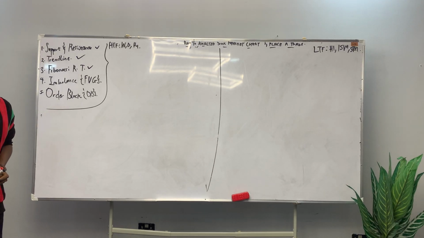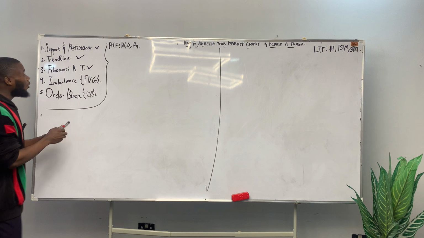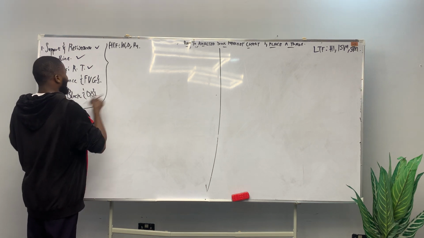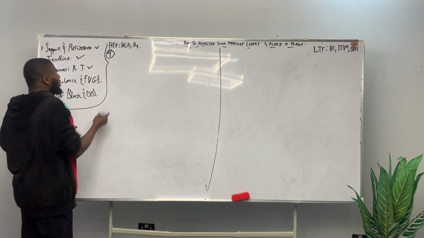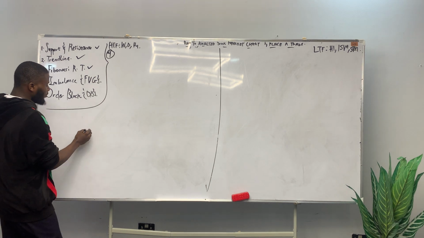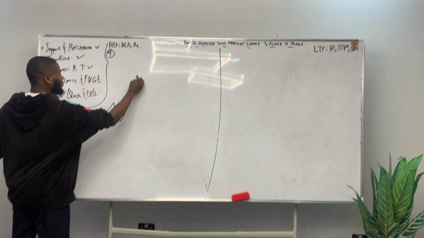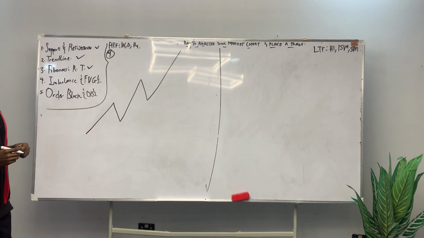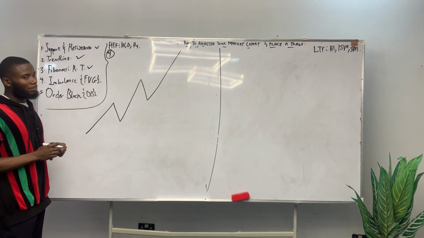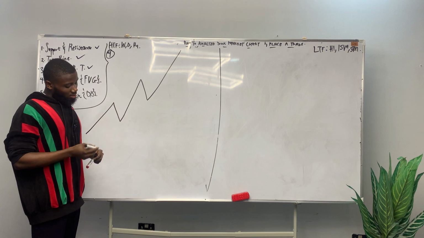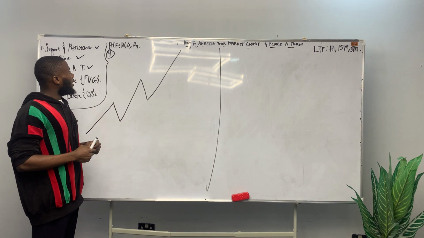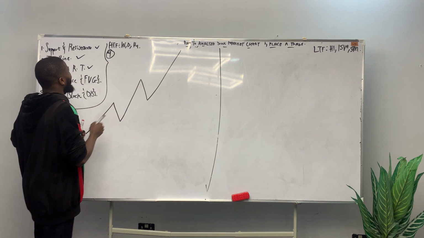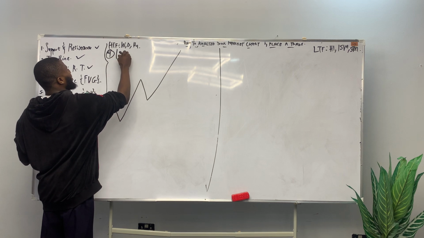Okay. Number 4, right? Let's go. Number 4. Let's use imbalance, right? Look here, 1, 2. I told you guys, imbalance, abi?